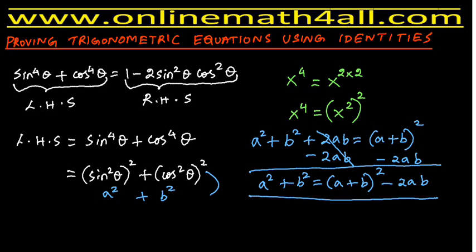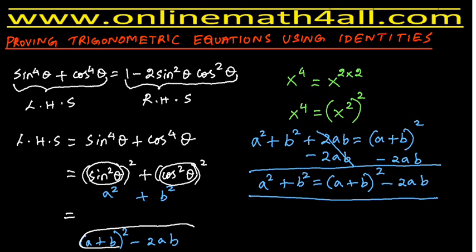If you compare sine square theta whole square plus cos square theta whole square and a square plus b square, we have sine square theta instead of a, and cos square theta instead of b. Now I am going to apply the identity here, that is a plus b the whole square minus 2ab, because that is the identity we got for a square plus b square. So in this identity, instead of a I am going to apply sine square theta, instead of b I am going to apply cos square theta.